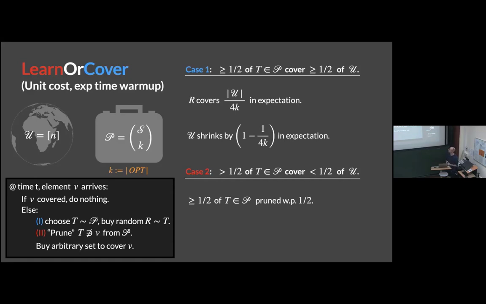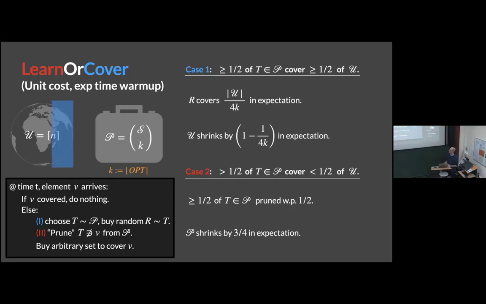Good. So the element V is coming uniformly at random. I'm conditioning on it being uncovered. And so it's coming uniformly at random from the uncovered part of U. And so if T covers less than half of U, then it's going to be pruned with probability 1/2. This is where we're using random order. So this means that I'm throwing out about a quarter of my T's from P in expectation. And so P is going to shrink by like 3/4. We're basically done.